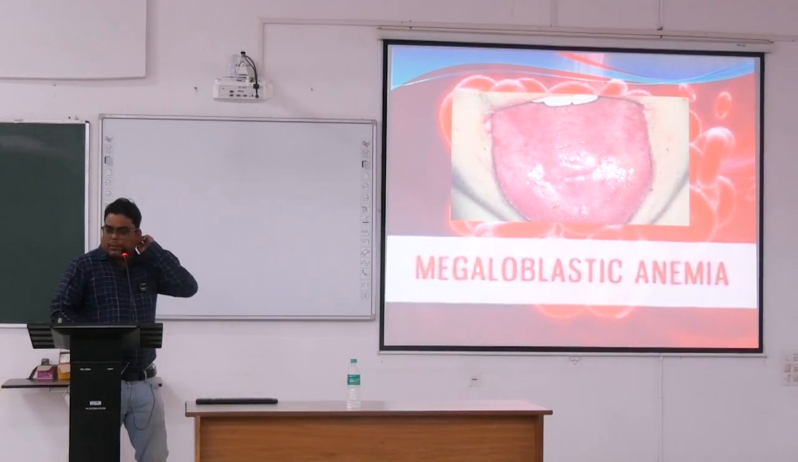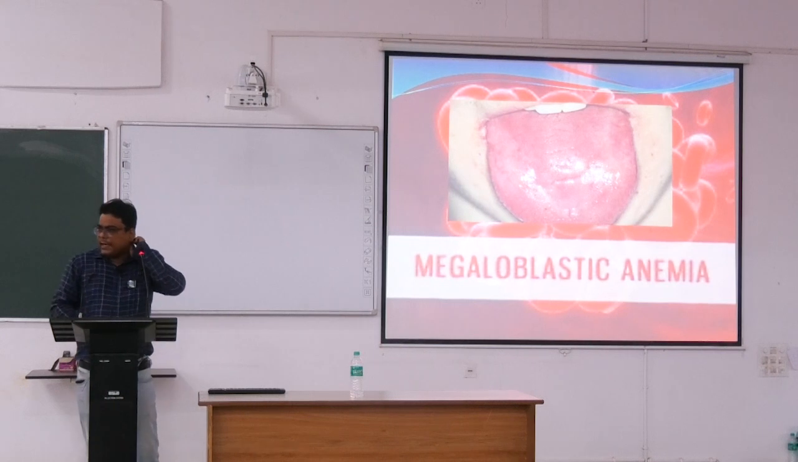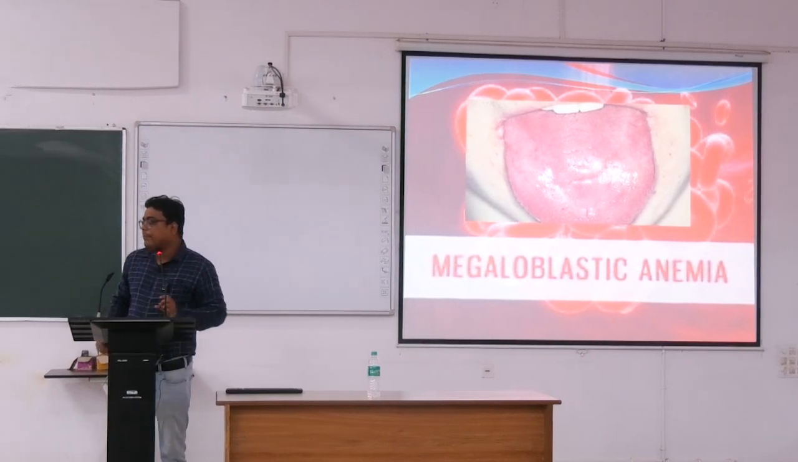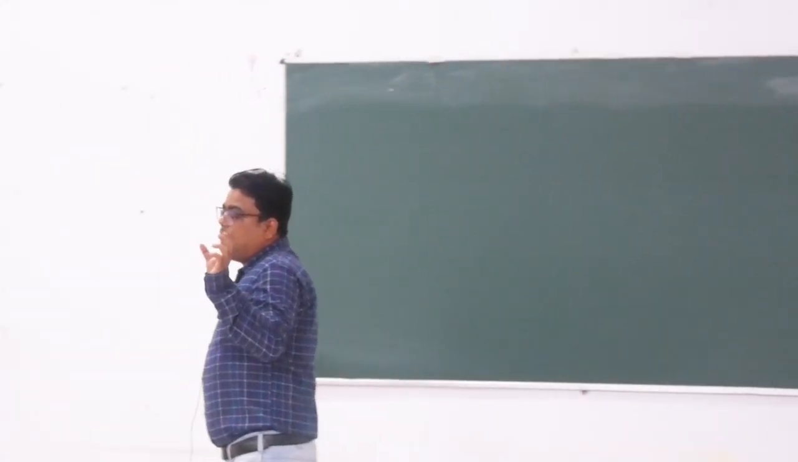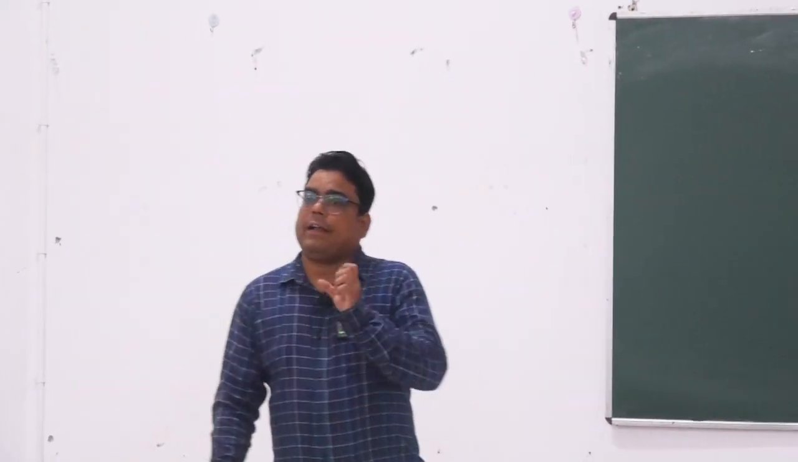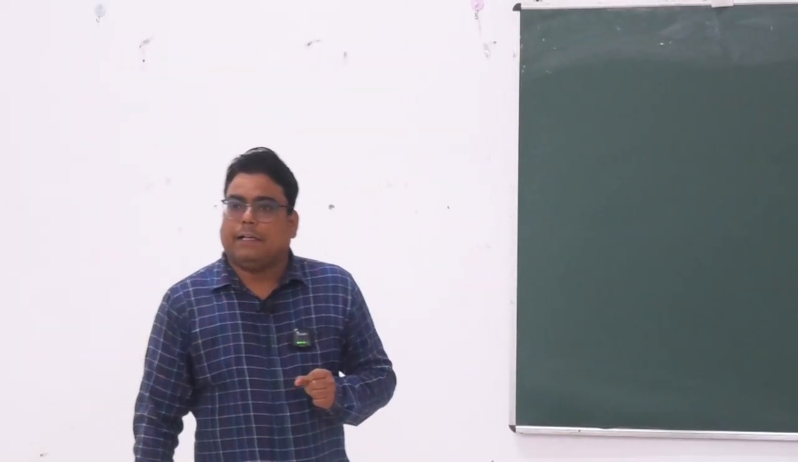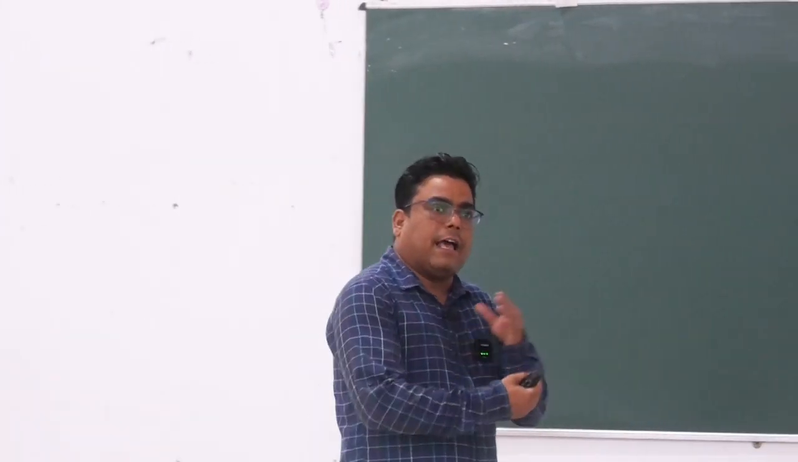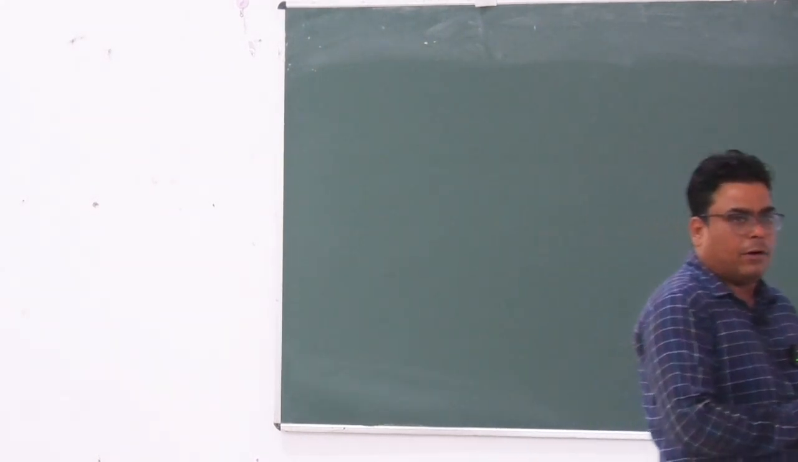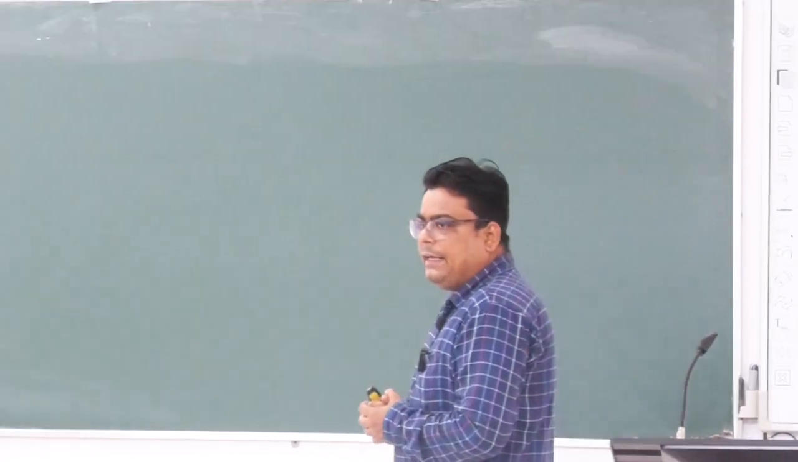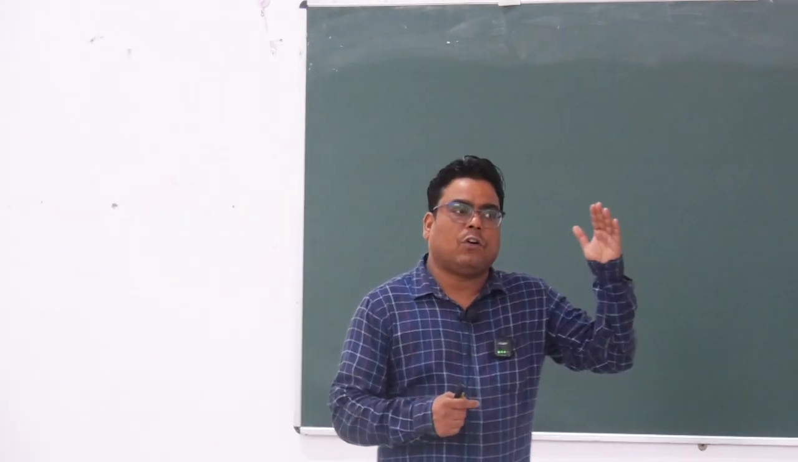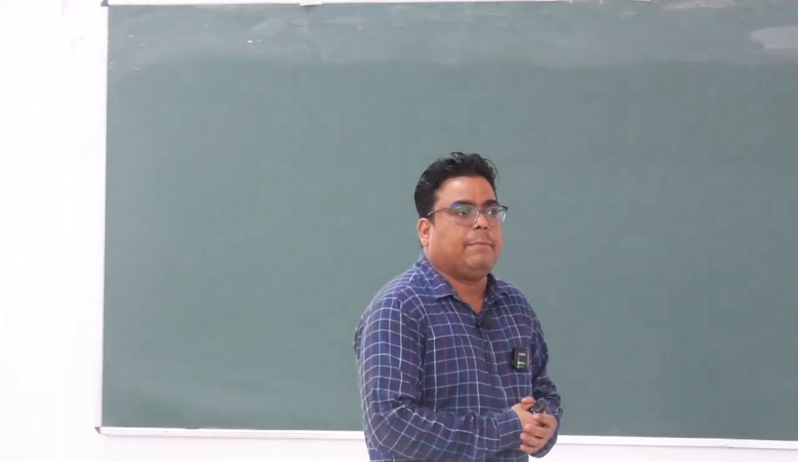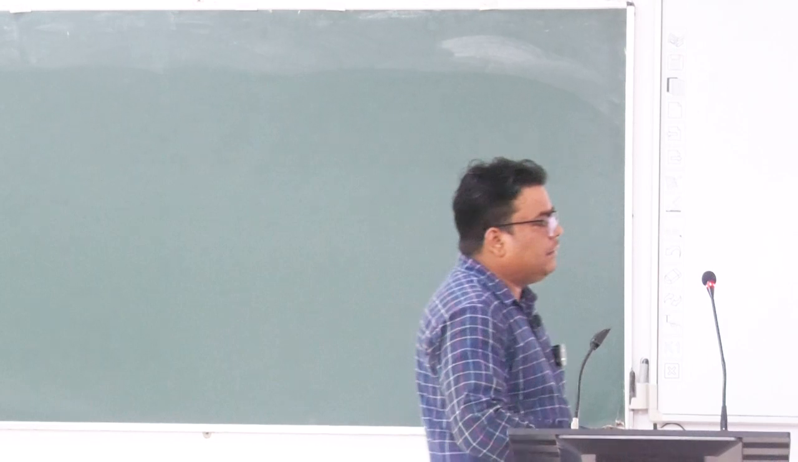Now this is megaloblastic anemia. One important term for vitamin B9 is that it is also an erythropoietic vitamin. Erythropoietic means it is helpful for the synthesis of RBCs in the body. If there is a deficiency of vitamin B9, there is reduced production of RBCs, which ultimately produces anemia.